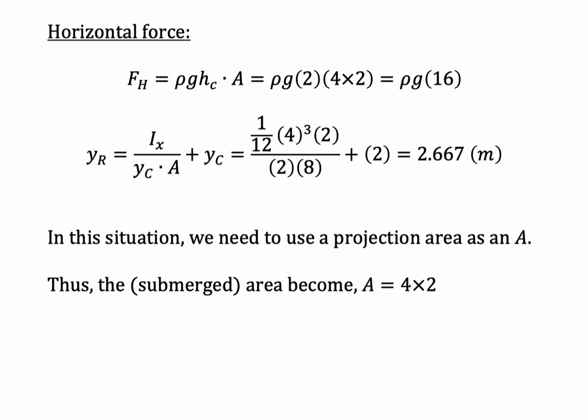So we could calculate the horizontal force. We substitute hC equal to 2. The area now becomes the vertical plane, so it will become 4 times 2. And we get the horizontal force as rho g 16. Then we could calculate the yR. According to this equation, we get 2.667 meters. In this situation, we need to use the projection area as A, so please be careful here in your calculation. And the submerged area will become 4 times 2.